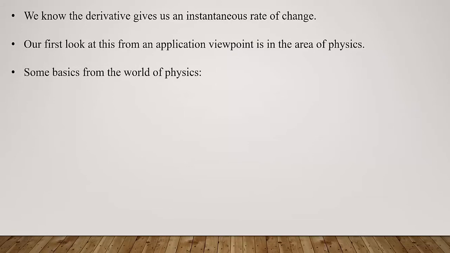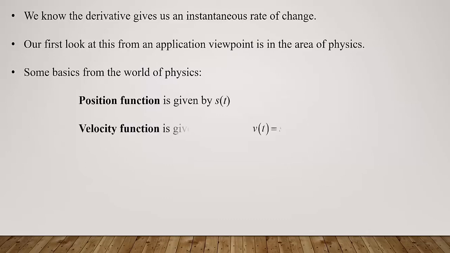So here are some basics from the wonderful world of physics. A position function can be given by s of t. The velocity function is given by v of t, and the velocity function v of t is nothing more than s prime of t. So velocity is nothing more than the derivative of the position function. And I think we saw this in an earlier section.